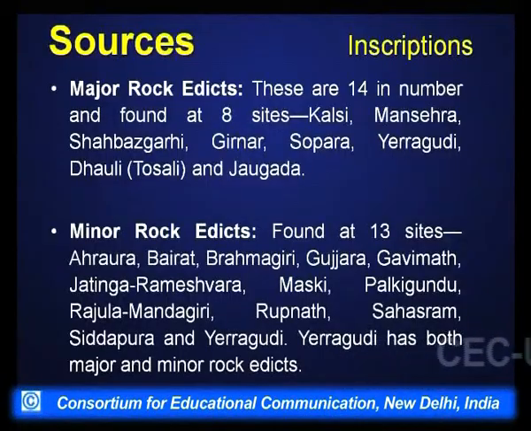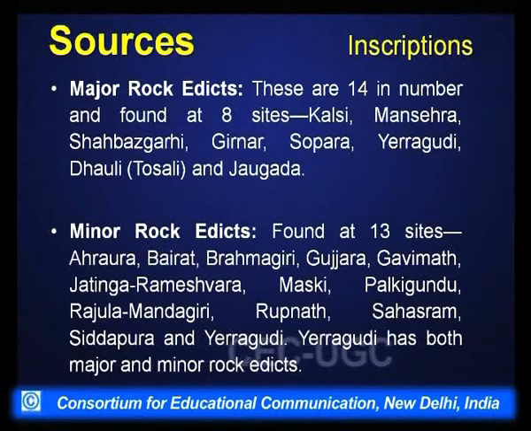Now, Ashokan inscriptions are classified into major rock edicts, minor rock edicts, pillar edicts, and then there are certain other inscriptions which have been issued from time to time, and not necessarily by Ashoka only, because in the other category we have some inscriptions that were also issued by Chandragupta Maurya, or at least during the reign of Chandragupta Maurya as well.